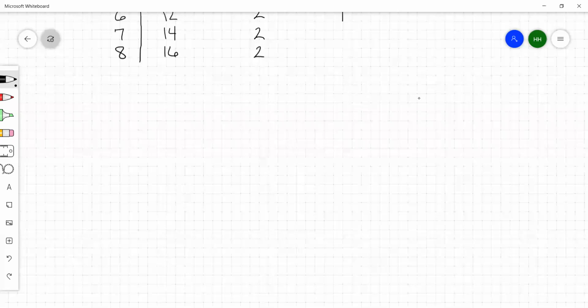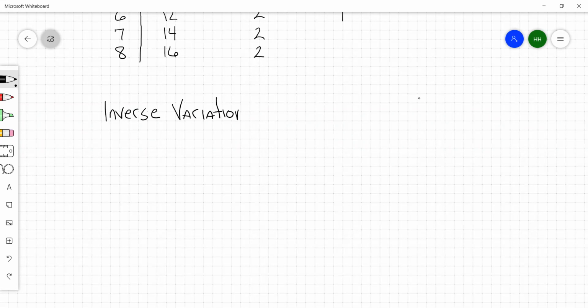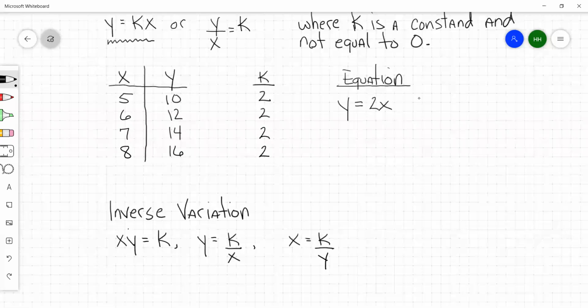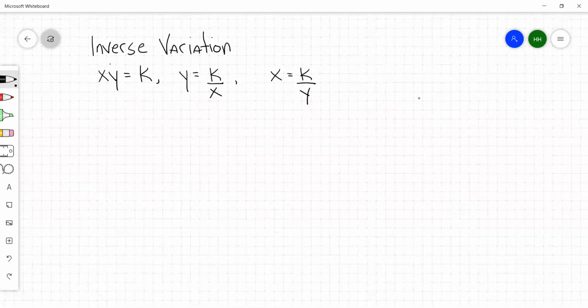Now, inverse variation. Equations that are an inverse variation would be in the form of x times y is equal to k, or a constant. Y equals k divided by x. Or you can say that x is equal to k divided by y. And again, where k is your constant and it's not equal to 0.